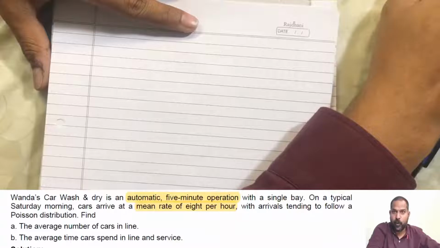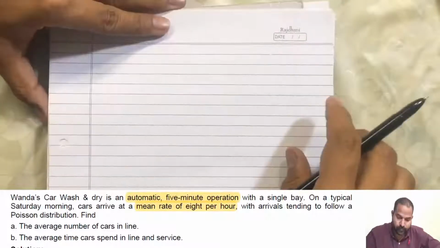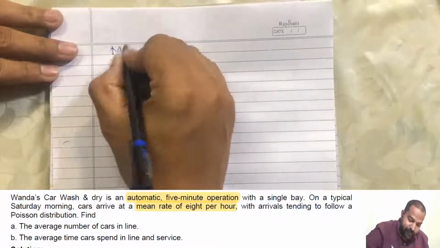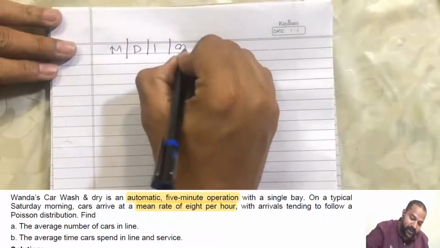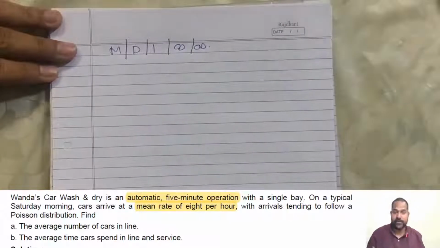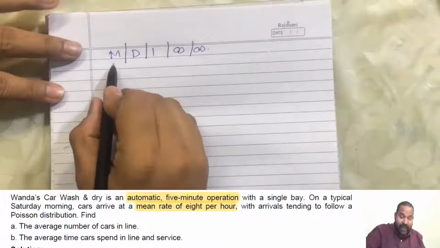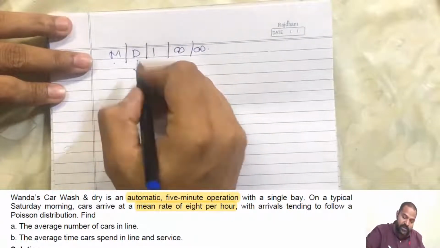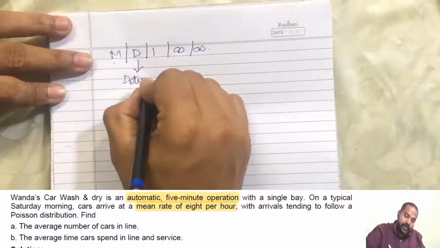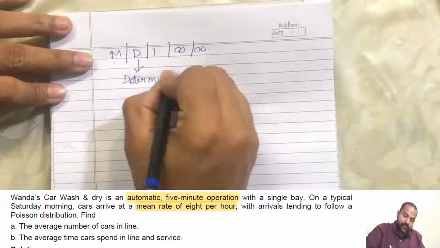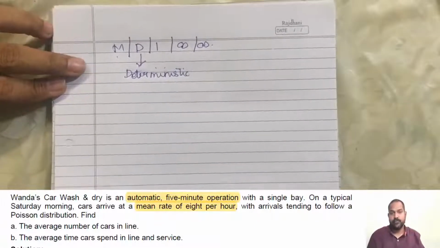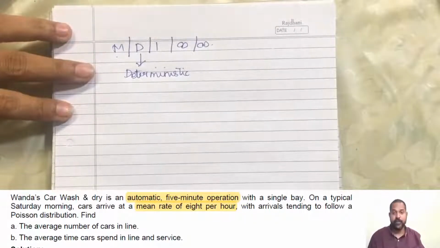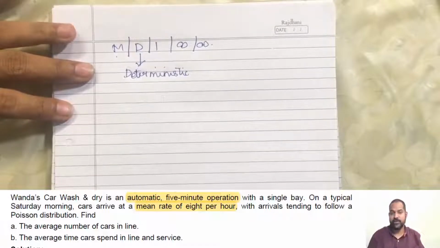So the change in this question is that it is not an M/M/1/infinity question. It is an M/D/1/infinity question, where arrival is random, service is fixed, or service is deterministic. And if service is deterministic, you can't use the same formulas.